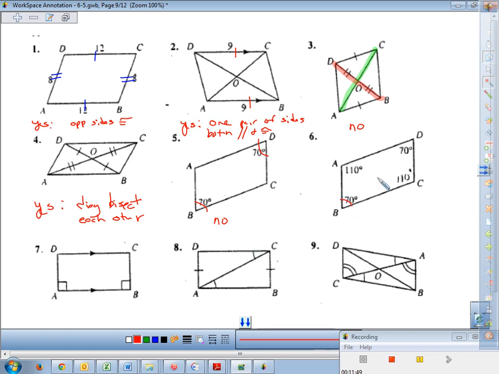So mark them. Yes or no? Yes. How come? Opposite angles are congruent. If you have equal, I won't mark that wrong either. Sometimes I say equal, sometimes I say congruent. Let's play with the old number 7, the siete, if you will.